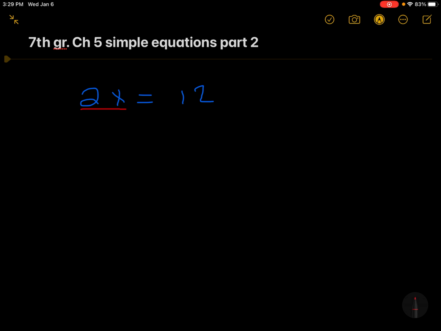So right now we have 2x equals 12. Remember, if we were looking at this on a pan scale, we would say that whatever x was, there would be 2 of them. And we're saying that 2 of those x's equals 12.